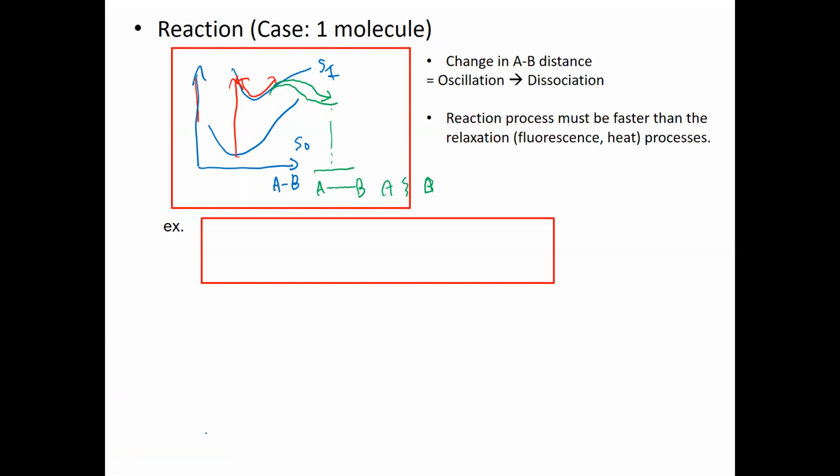And here are some examples. So in HI, this bond is dissociated, or in some complex molecules, one of the ligands is released, something like that.